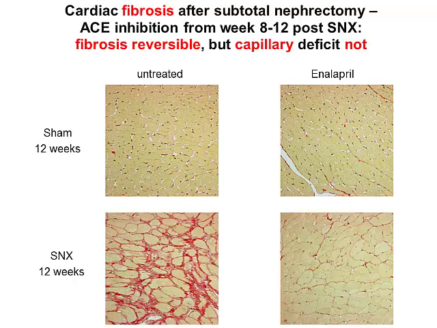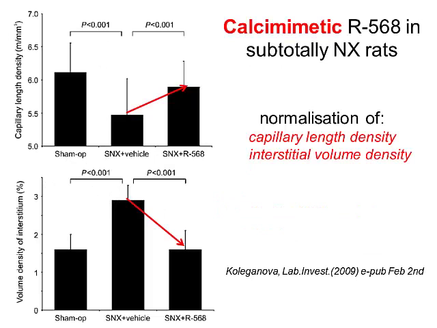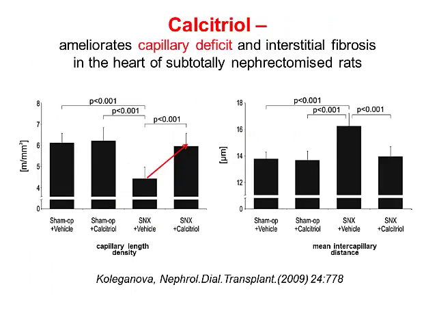So that's again a cardiac lesion which is certainly not controlled by the drugs we have for the moment. These two factors induce impaired oxygen delivery, of course, and impaired ischemia tolerance. This can be normalized in experimental conditions. There is a role for calcimimetics, showing clearly a normalization of capillary length density and interstitial volume density, promising results. We don't know, of course, anything about the clinical application of that. And here is calcitriol again. Calcitriol, vitamin D, restores the capillary deficit and interstitial fibrosis in the heart.